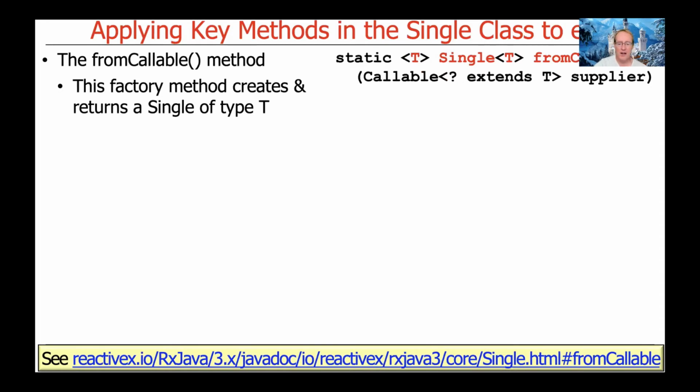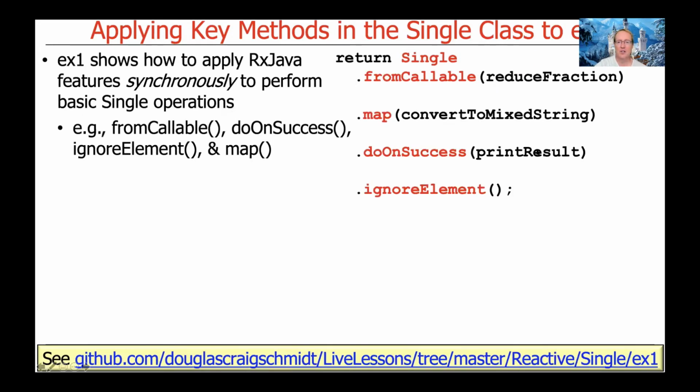So the first method, and this is the little stream we're going to look at. This is the pipeline. We're going to say Single.fromCallable, give it something that'll reduce a fraction. Then we're going to map that to convert it to a mixed string. If all goes well, we're going to print the results. And then we have this odd thing called ignoreElement at the end. We'll talk more about that. But that kind of looks a lot like a Java stream. Actually, it looks a lot like a CompletableFuture in many ways. But this is a synchronous example, not an asynchronous example. We'll talk about the asynchronous stuff next.